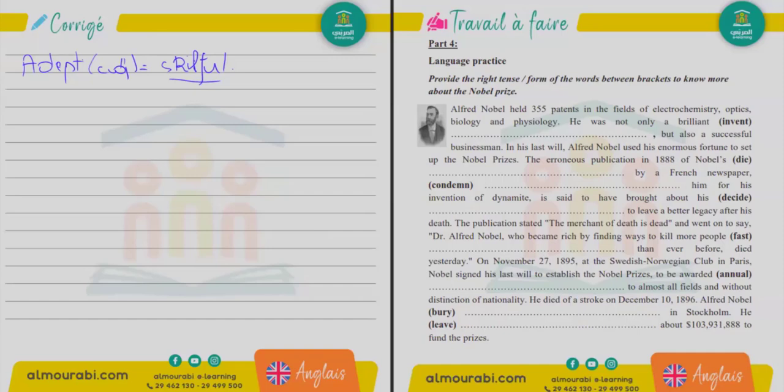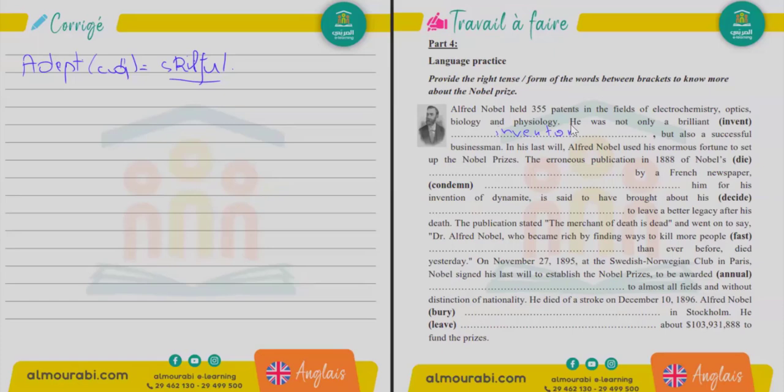Alfred Nobel held 355 patents in the fields of electrochemistry, optics, biology, and physiology. He was not only a brilliant inventor, but also a successful businessman. In his last will, Alfred Nobel used his enormous fortune to set up the Nobel prizes.